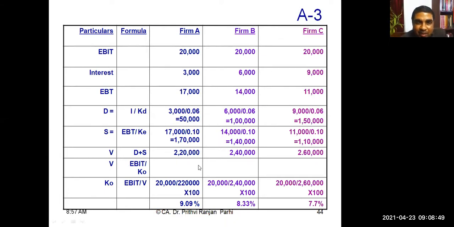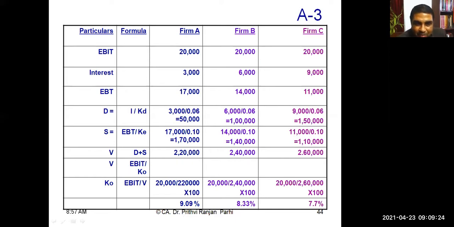So as you see, this theory says as I increase the proportion of debt in the capital structure, my overall cost will come down. And when overall cost comes down, what will happen with the value of the firm? Value will go up or come down? Value is showing what trend? Increasing. So you see, value of the firm is also increasing, if you compare 2,20,000, 2,40,000, and 2,60,000.